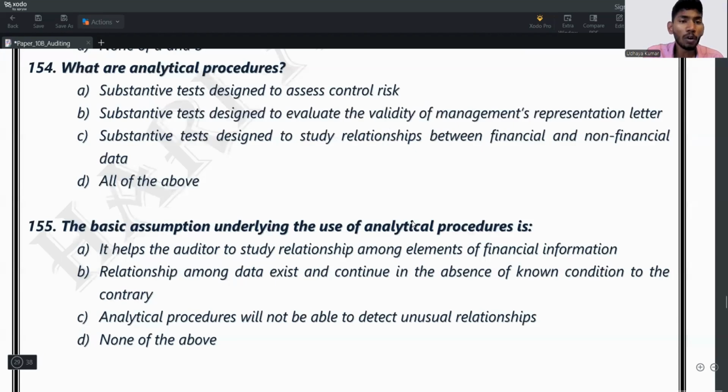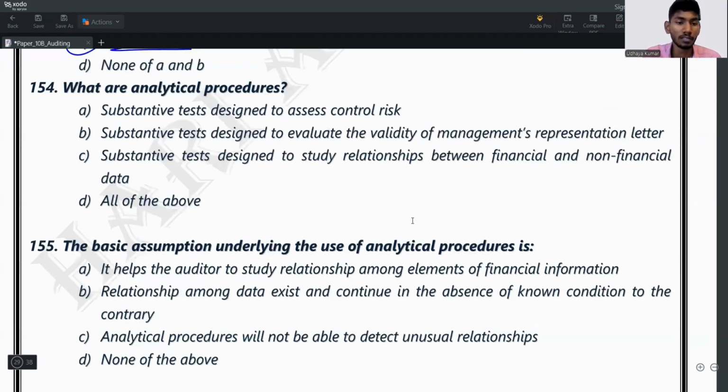Moving to question 144: what are analytical procedures? What are the analytical procedures? Here, analytical procedures are primarily used to do what? Evaluate financial information by studying plausible relationships among both financial and non-financial data.